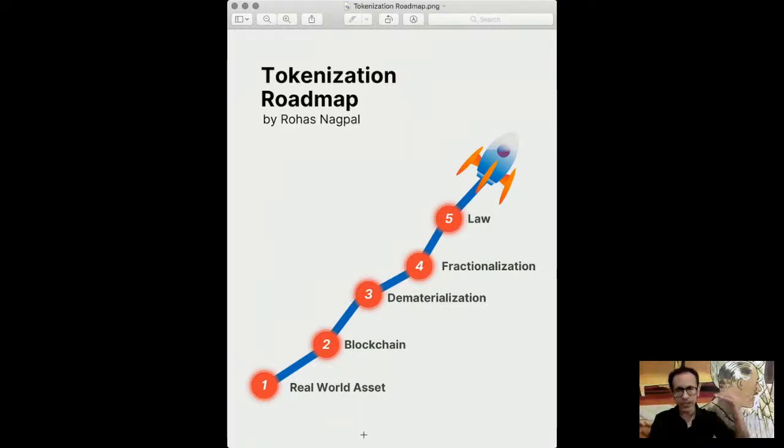The third thing is dematerialization. So, if you've ever invested in the stock market, you know that you're going to be holding shares in the demat form. So, what exactly do we mean by this term demat or dematerialization? Then we will talk a little bit about fractionalization and what that really means. And finally, a little overview of what are the different laws that come into the picture when we talk about tokenization. So, these are the various steps that are going to be involved.